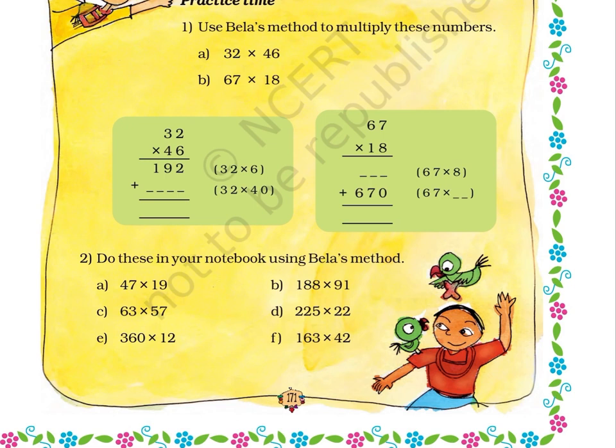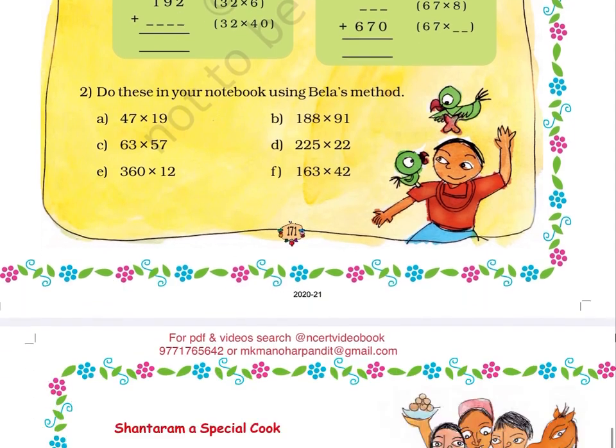B. 188 multiplied by 91. C. 63 multiplied by 57. D. 225 multiplied by 22. E. 360 multiplied by 12. And F. 163 multiplied by 42.